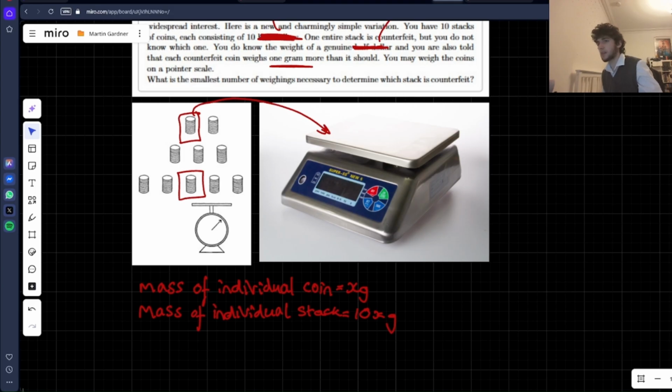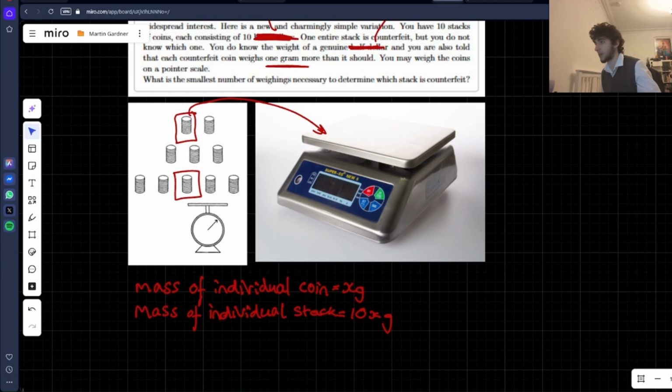And if it's fake, then each of these coins would, instead of x, be x plus 1, so the entire mass of the stack would be 10x plus 10. So I would observe on the scale 10x plus 10 instead of 10x, and I would know the stack is fake. Obviously, in the best case scenario, the first stack I pick and put onto the scales is fake, in which case I'm done in one weighing.